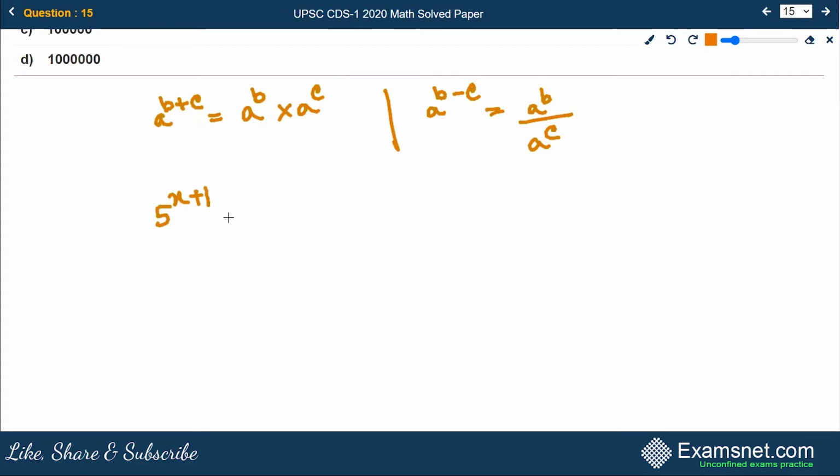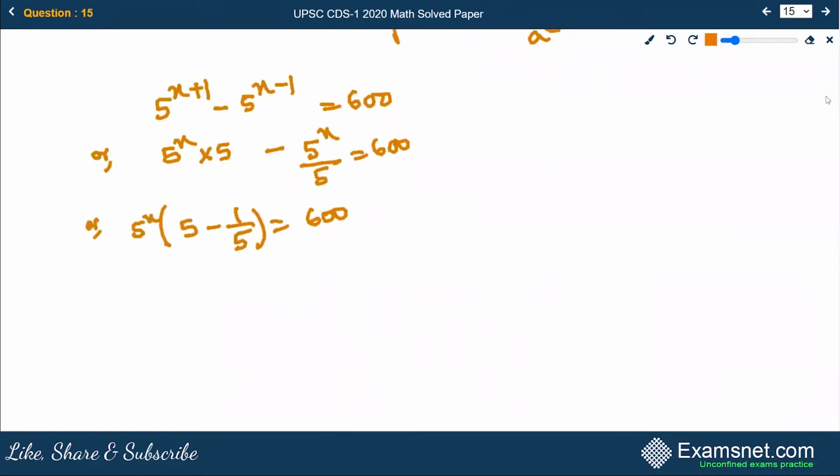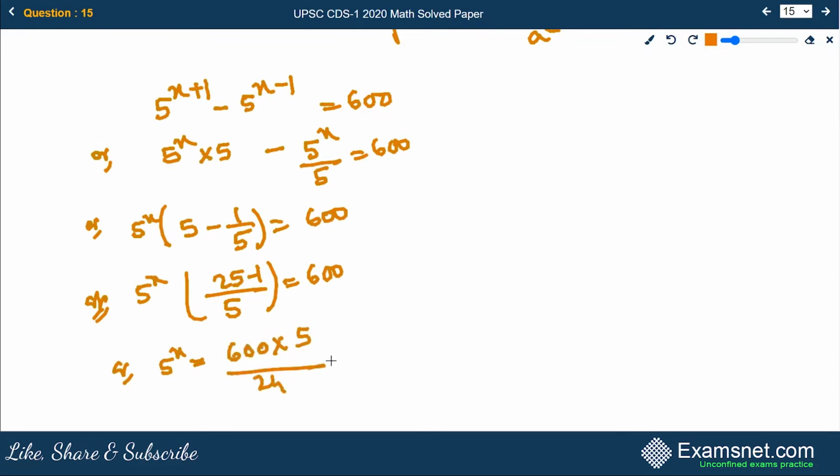5 to the power x plus 1 minus 5 to the power x minus 1 equals 600. So, I can write it as 5 to the power x multiplied by 5 minus 5 to the power x by 5 equals 600. I can take common 5 to the power x from both the terms. It will become 5 to the power x into 5 minus 1 by 5, which is 25 minus 1 by 5, equals 600. When we shift this part to the right side, it will become 600 multiplied by 5 by 24.